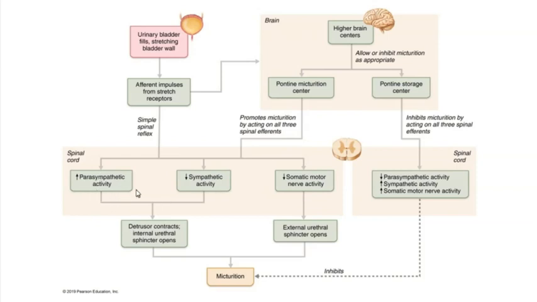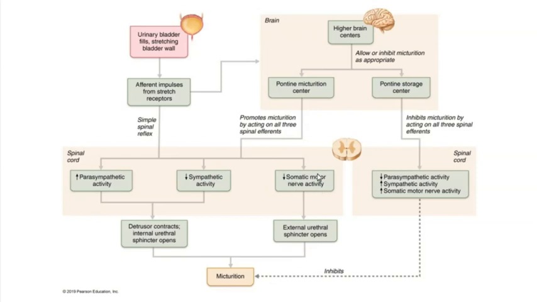So with an increase in parasympathetic activity and a decrease in sympathetic activity, we see that the detrusor muscle, which lines the wall of the urinary bladder, contracts. The internal urethral sphincter actually relaxes and opens, and that allows micturition or urination to occur.